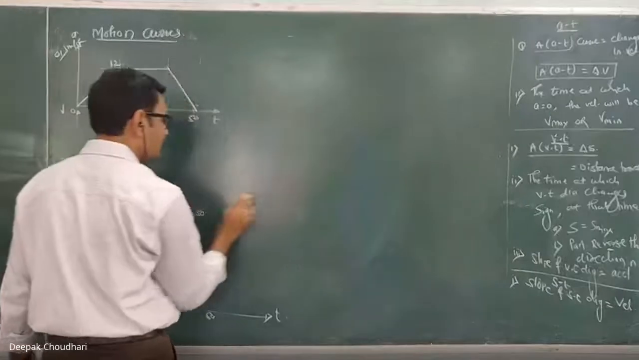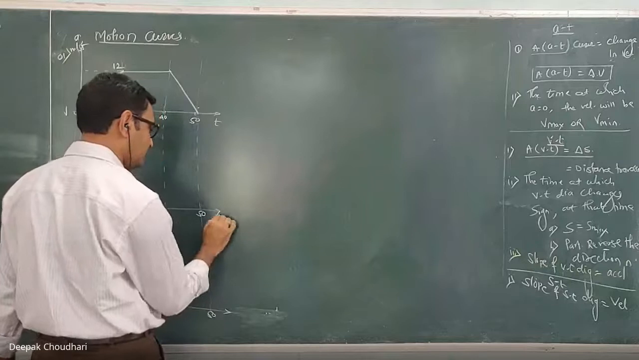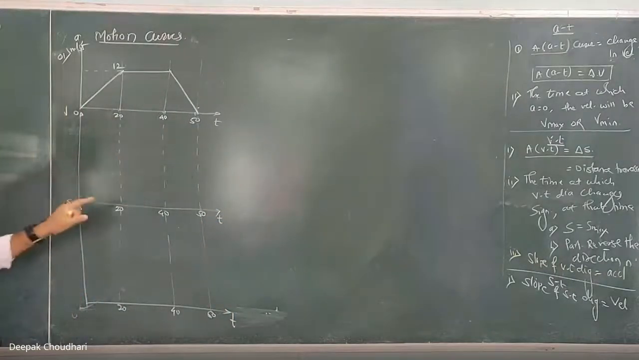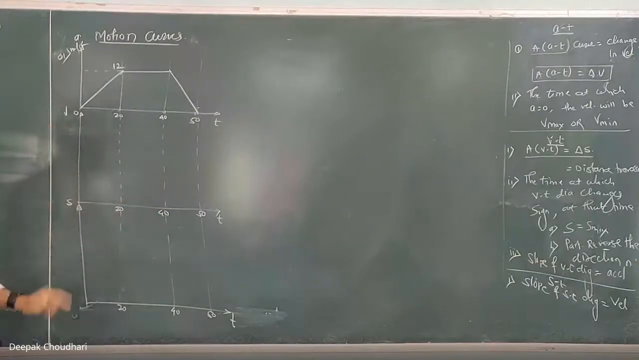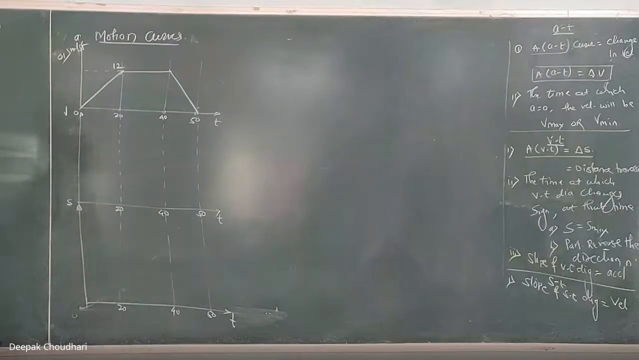So these are the key points where the equation changes, where the curve changes. At the key points we are going to calculate the value of the velocity, and we'll join them to get the VT diagram. Similarly, at these key points we'll calculate the displacement, and we'll join them to get the ST diagram. Okay. Any doubt? Okay.